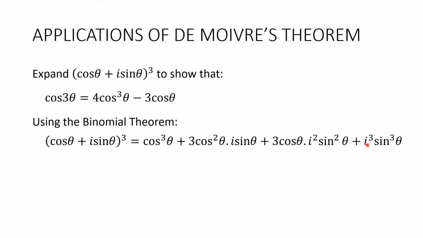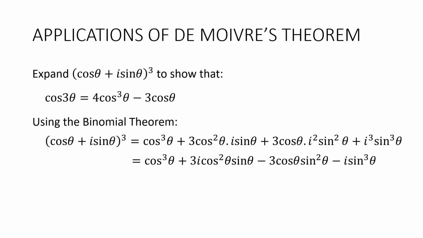Okay, now if you don't remember how to do that, you need to go and practice. So remember these coefficients 1, 3, 3, 1 come from Pascal's triangle. They are 3C0, 3C1, 3C2 and 3C3. All right, let's tidy that up and we get cos cubed theta plus 3i cos squared theta sine theta minus 3 cos theta sine squared theta minus i sine cubed theta.